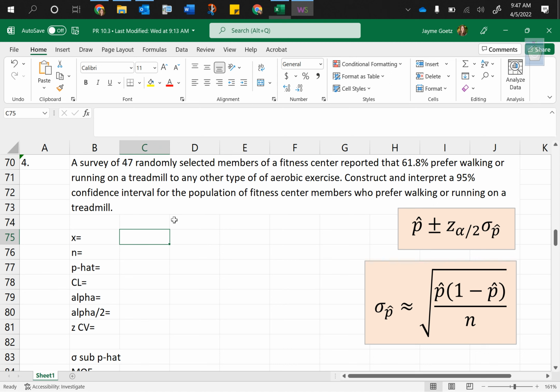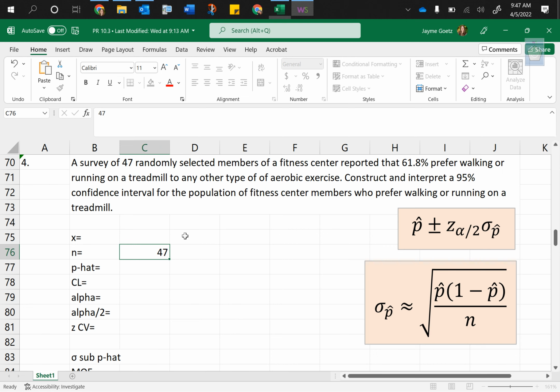Doesn't x represent how many meet the attribute? Did they tell me that out of that 47 randomly selected members, this many people said they preferred it? No, they in fact gave me a percentage, which means I know my n value, I don't know my x value, and that's okay. That's okay because they already gave me the p hat value.